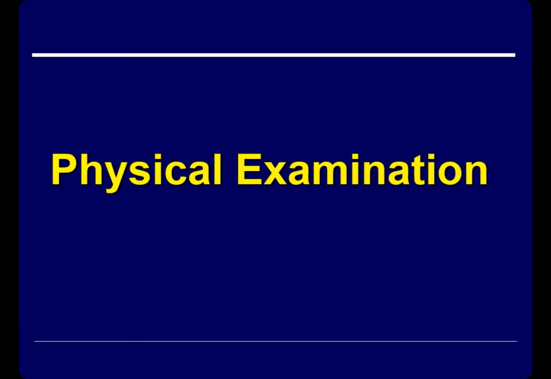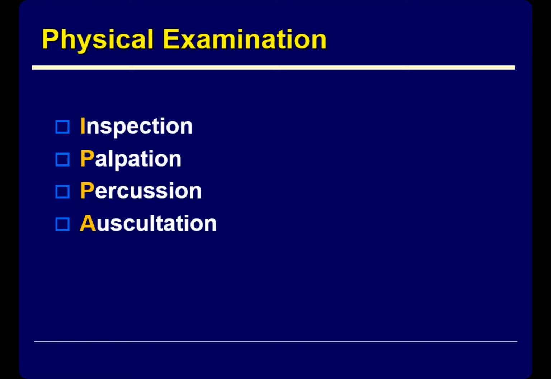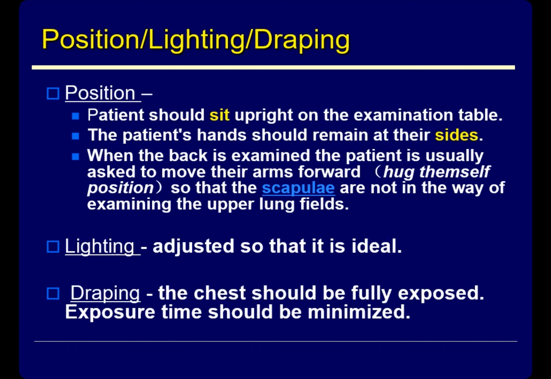Then we come to the physical examination. The pulmonary examination consists of inspection, palpation, percussion, and auscultation. During the physical examination, the setting must be environmentally comfortable for both clinician and patient. The patient should sit upright on the examination table, and the hands should remain at their sides. When the back is examined, the patient is usually asked to move their arms forward, in a position like hugging themselves, so that the scapulae are not in the way of examining the upper lung fields.